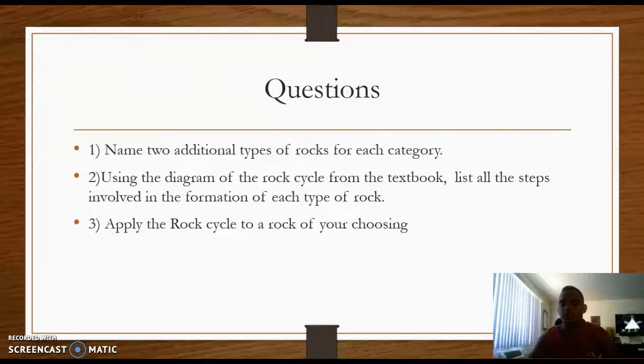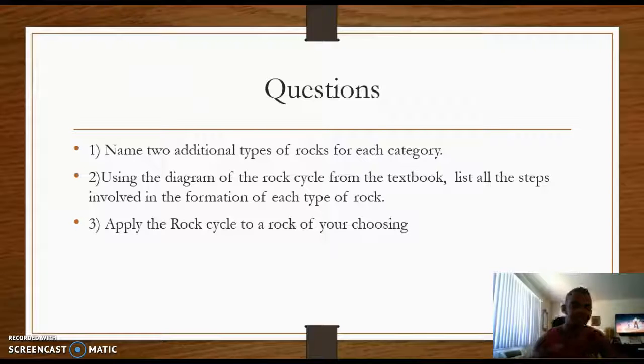Second, I would like you to use a diagram of the rock cycle, which can be found in the textbook, and briefly list all the steps involved in the formation of each rock type. Like igneous rock, how is that formed; metamorphic rocks, heat and pressure, stuff like that. And then lastly, apply the rock cycle to a rock of your choosing.